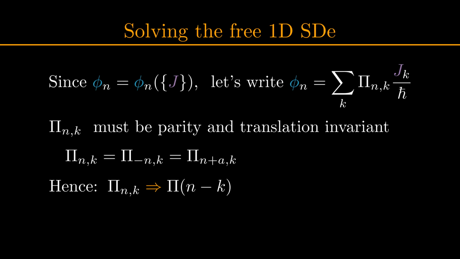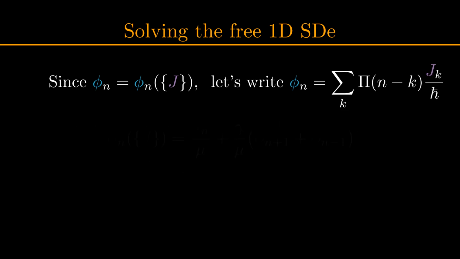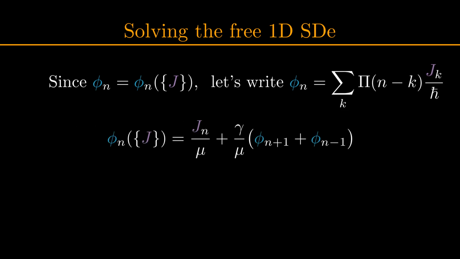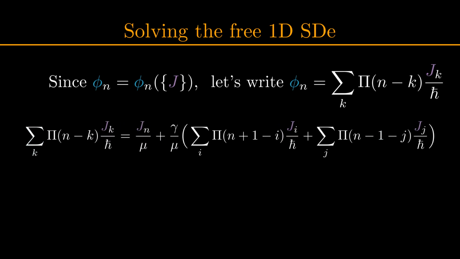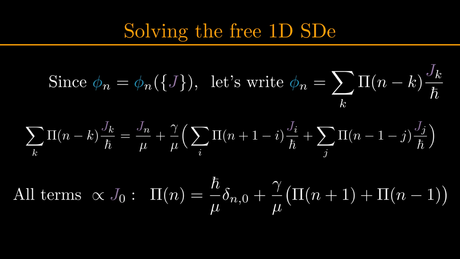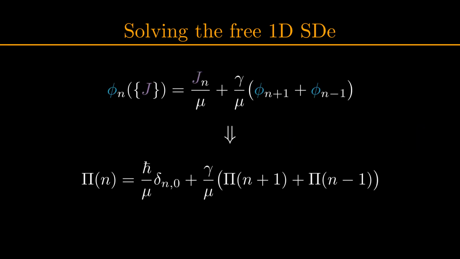Now, observe what happens if we replace each phi in our free Schwinger-Dyson equation with this new expression. We get an equation with an infinite number of j's inside. Since this equation must hold true for any value of j, we can isolate j equals j0, revealing a familiar looking relationship between the propagators. You might find that this equation looks strikingly similar to our free Schwinger-Dyson equation, but the seemingly insignificant addition of the delta function makes all the difference in solving this equation.